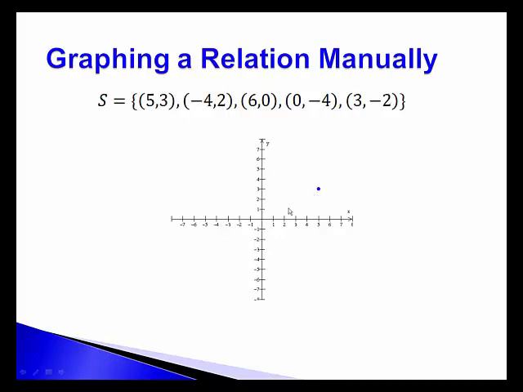Let's now do the next one. When x is negative 4 and y is a positive 2, we'll plot that point. Our next one is x is 6, so we'll move over to 6, and y is 0, so we do not need to move up or down, and we plot that point. And next we need to do x is 0, so we stay there, and y is a negative 4, so let's plot that point. And for our last one, x is a positive 3, and y is a negative 2. So now we have plotted all of this data.